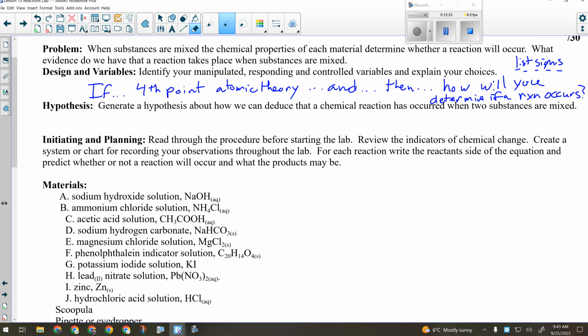Okay, the "then" part of your hypothesis is supposed to predict, right? So if reactions happen when blah, blah, blah, and reactants are mixed together and the signs are observed, then here's how you're going to know. You tell me, how are you going to know if a reaction occurred? I would say that how you know a reaction occurred involves talking about the signs you might observe that indicate a reaction has occurred.